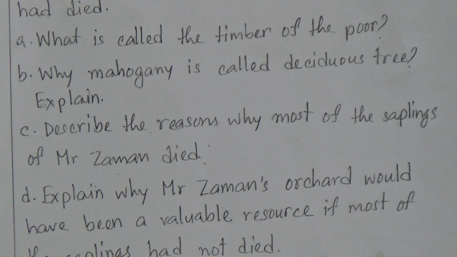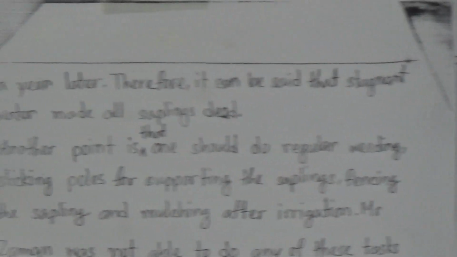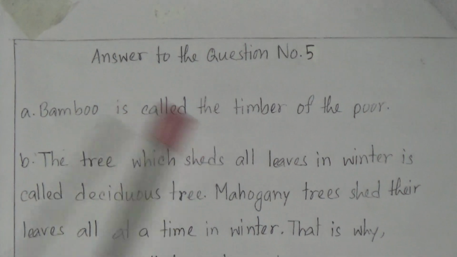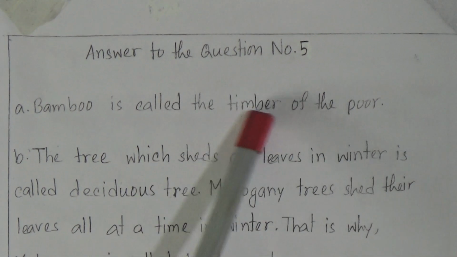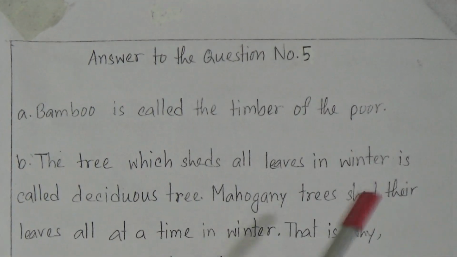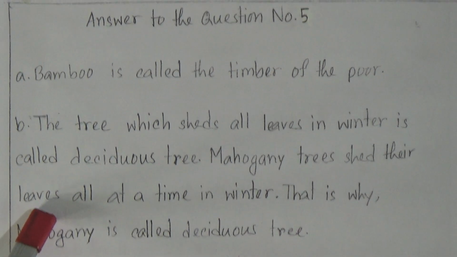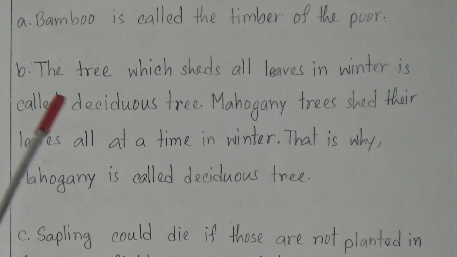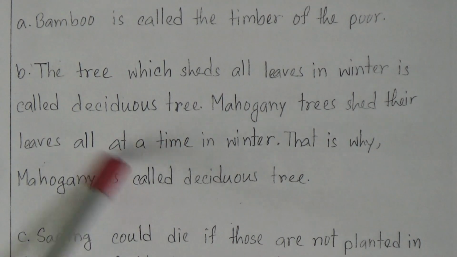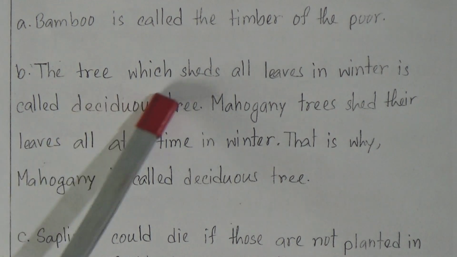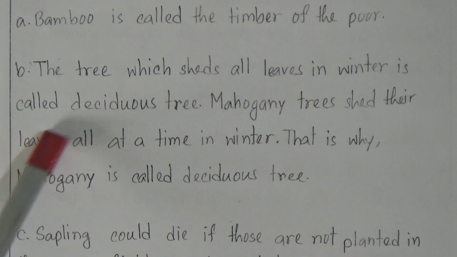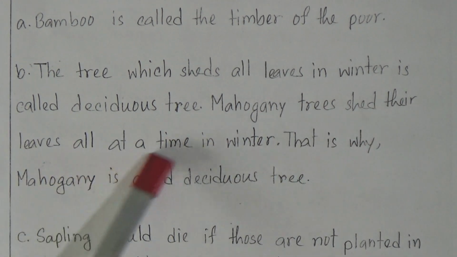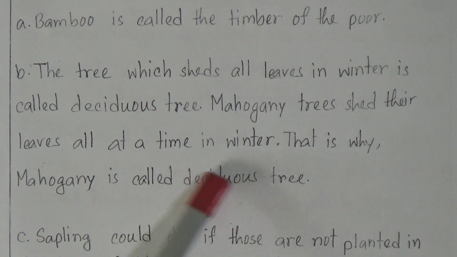And dear students, there is the answer of question number 5, and the question is, what is called the timber of the pole? This is question number A, and the answer is bamboo is called the timber of the pole. We all know it. And now number B, why mahogany is called deciduous tree? Explain. And you all know that the trees which shed leaves in winter is called the deciduous tree. And now look, the answer is the tree which sheds all leaves in winter is called deciduous tree. Mahogany trees shed their leaves all at a time in winter. That is why mahogany is called deciduous tree.